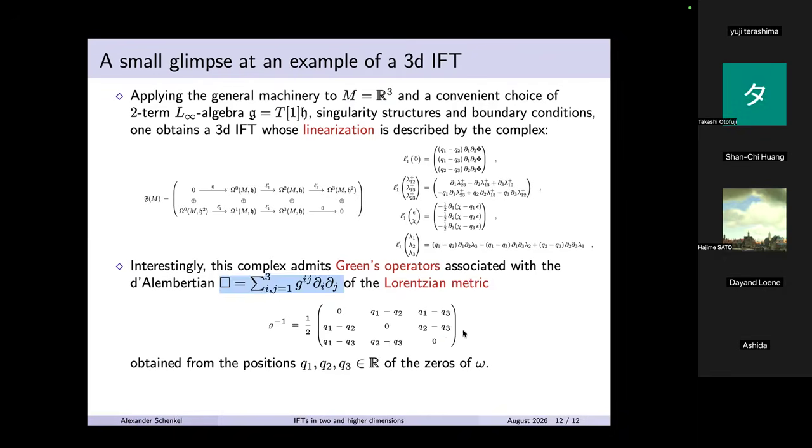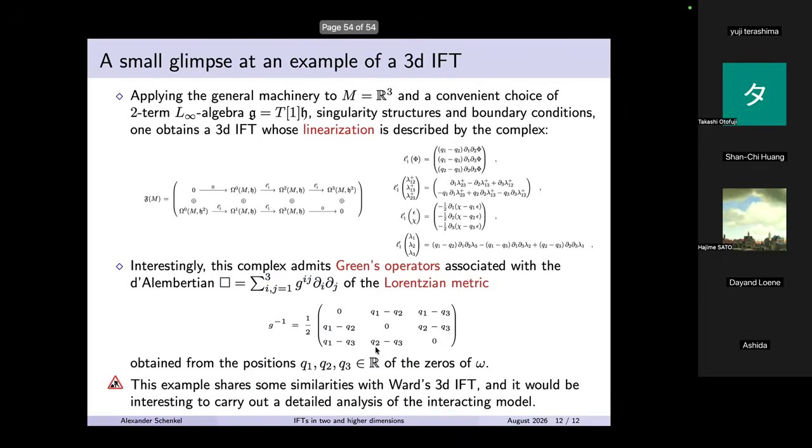And this underlying D'Alembert operator is obtained from a metric, and this metric is obtained from the positions of the zeros of omega on CP1. And this is quite nice. I mean, this in particular tells you that there's a well-posed initial value problem here because you have Green's operators, which you can use to solve that. So this admitting Green's operators or homological notions of Green's operators is here already quite nice, and that they're linked to a Lorentzian metric is also quite nice.